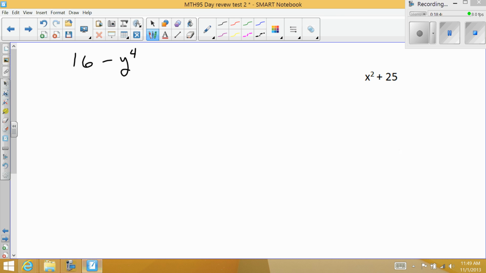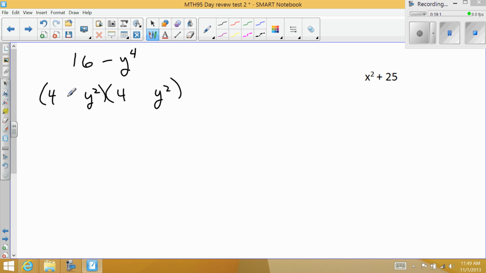A couple more. This one's kind of interesting. 16 we can think of as being a perfect square. It's 4 squared. It's also a perfect power of 4. It's 2 to the 4th. So we can break this down in a couple of steps. 16 we can think of as being 4 times 4. And y to the 4th is y squared times y squared.